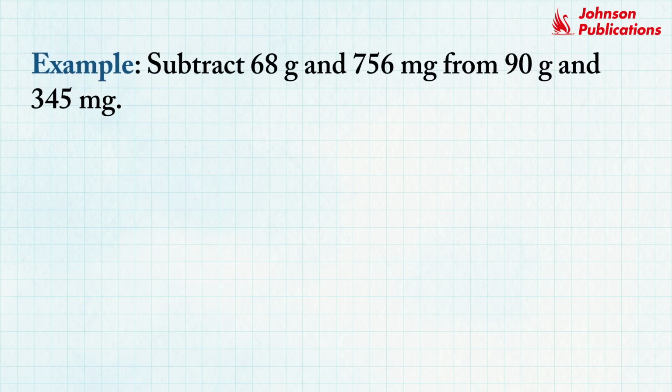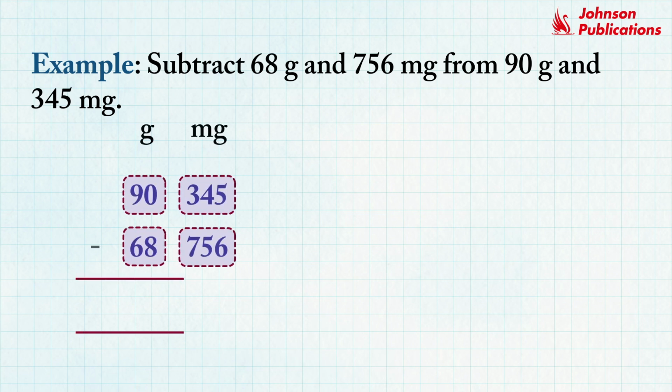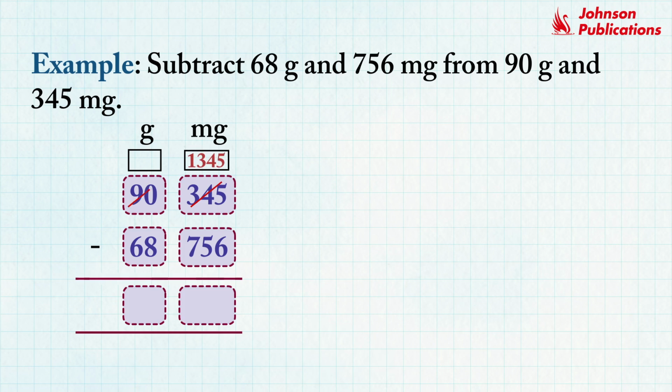Example, subtract 68 gram and 756 milligram from 90 gram and 345 milligram. Step 1. Subtract the milligram. 756 milligram cannot be subtracted from 345 milligram. So, borrow 1 gram from the gram column, as 1 gram is equal to 1000 milligram. Thus, the difference is 589 milligrams.